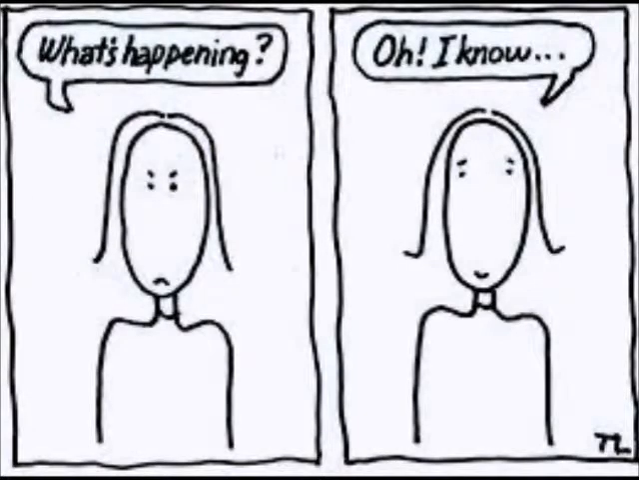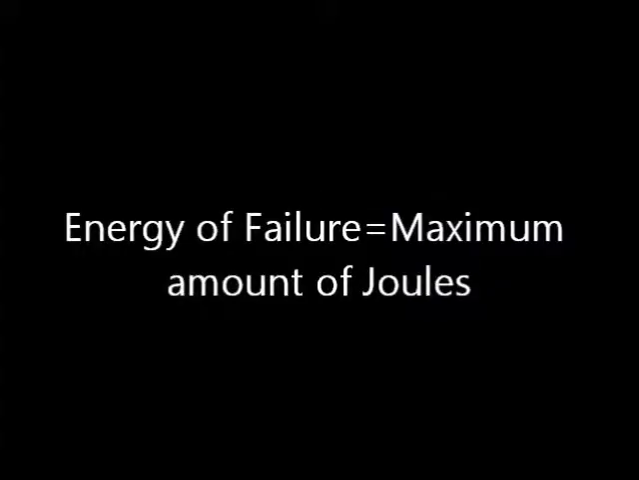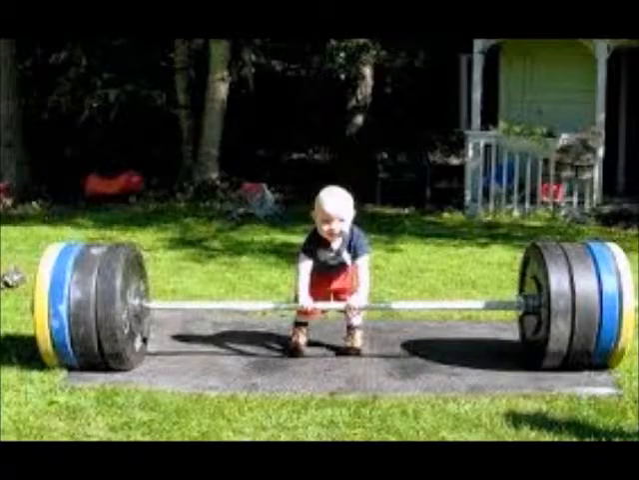The logic behind this is quite simple. If you take the amount of energy it takes you to get to failure, you should be finding the amount of energy that your body can produce for that particular lift. And if you take your 1 rep max and divide it by that number, you should find the percent of energy that you're not actually using in your 1 rep max.